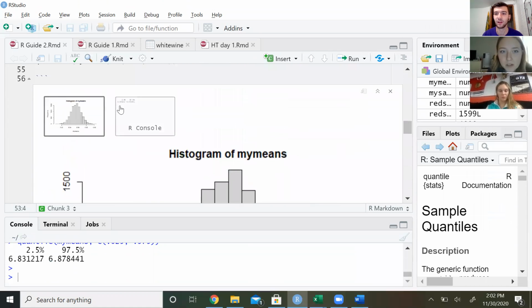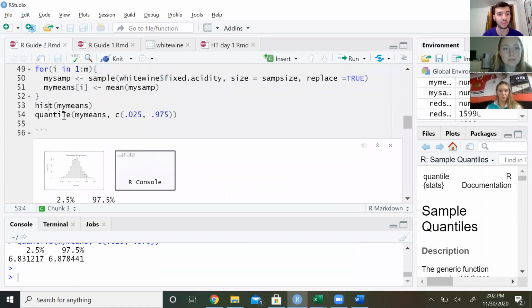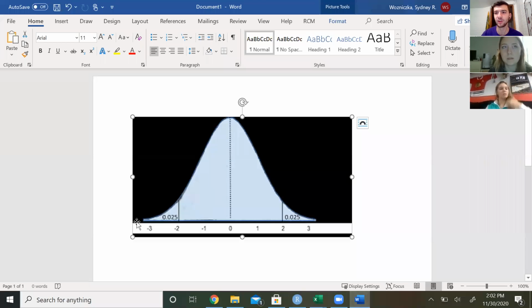Yeah. So then we're also looking at the quantile of my means. So for the quantile, we chose our confidence interval of 95%. So we make our bounds on our quantile 2.5% and 97.5%, giving 2.5% on each of the tails, giving us the middle 95% confidence interval.